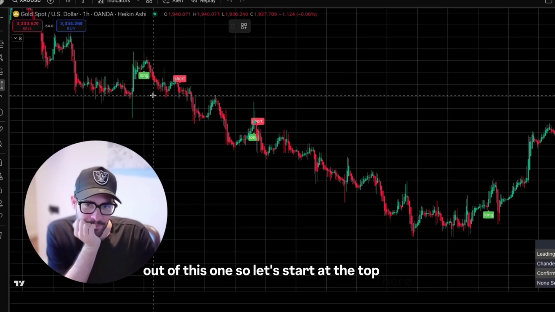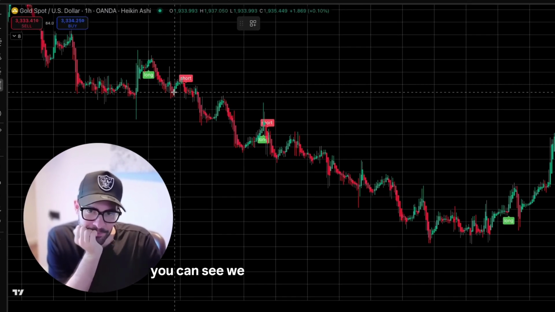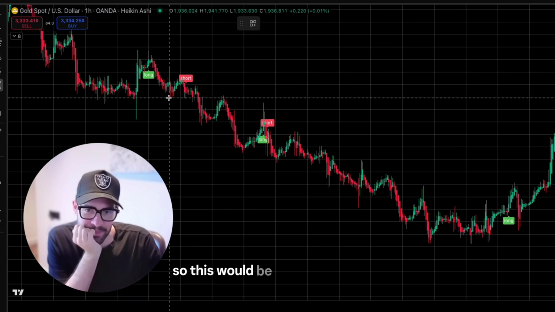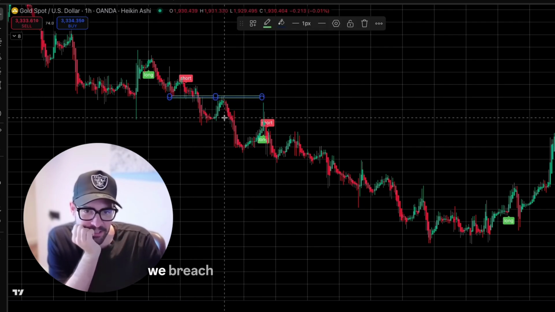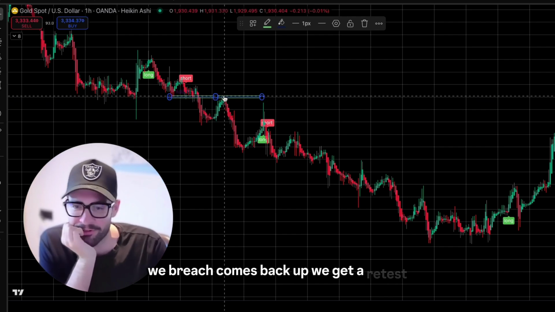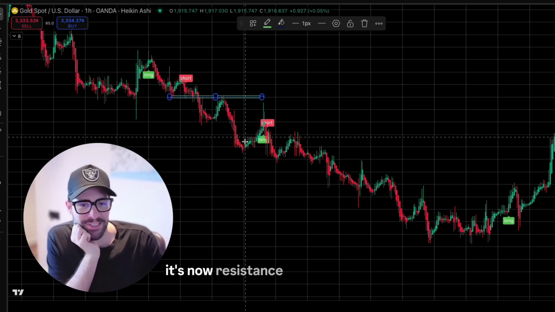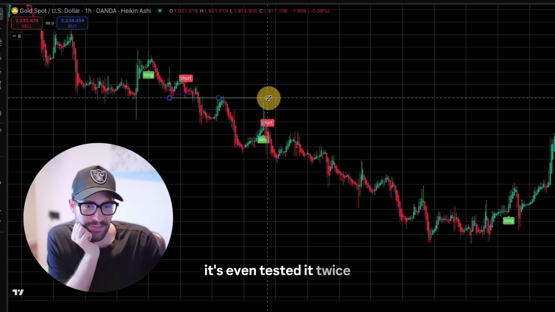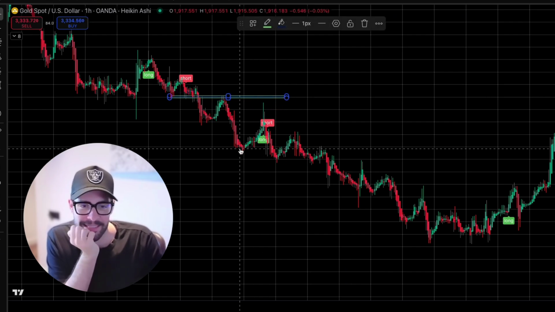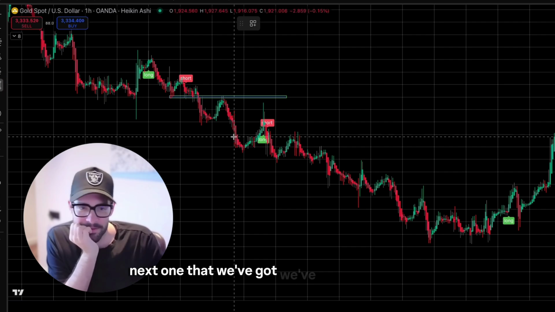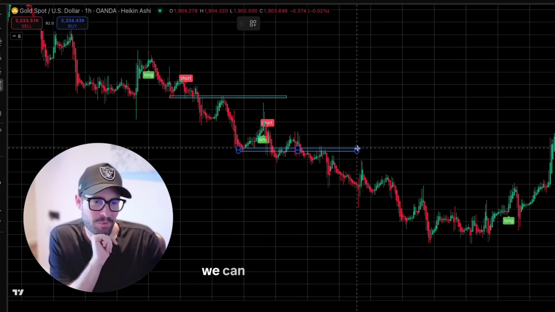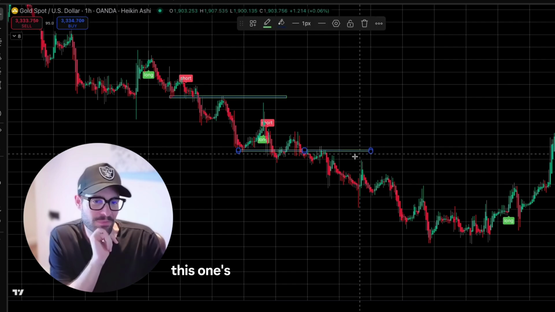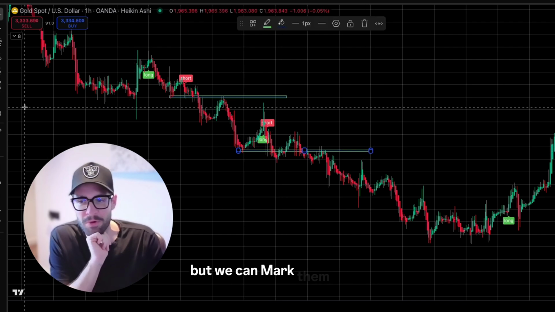So let's start at the top here. You can see we've definitely hit a limit there. So this would be our support level. We breach, it comes back up, we get a retest. It's now resistance. We come back down, it's even tested it twice. We'd even move that along here. Next one that we've got is this one here. We've got our lower low right here. We can drag that across. This one's actually breached twice, but we can mark them all up.